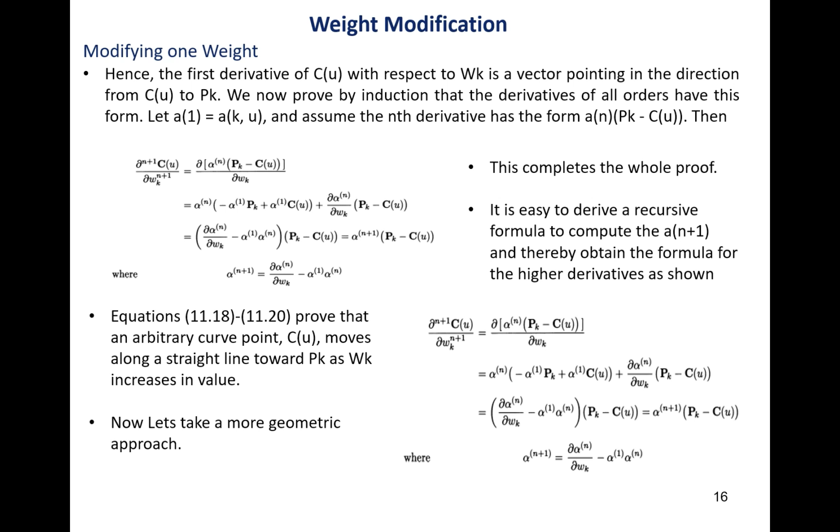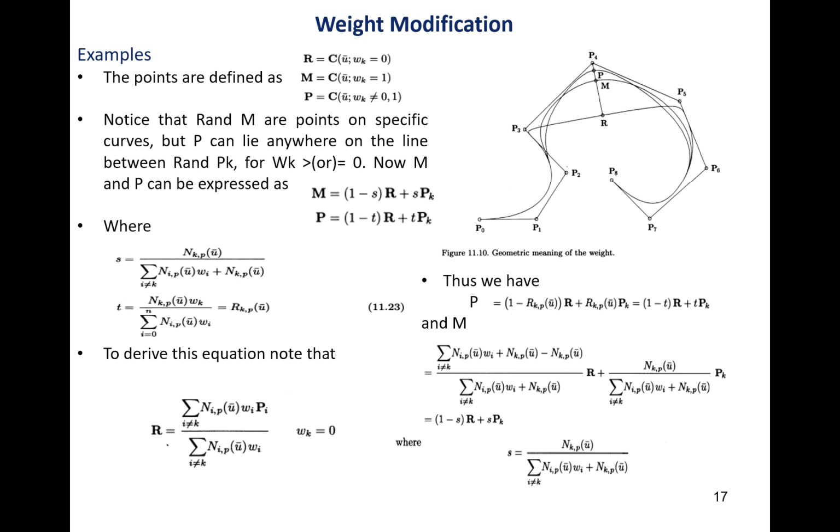So now let's talk about a more geometric approach. Coming to this specific example, the points are defined as R, M, P, where you notice R, M and other points on specific curves, but P can lie anywhere on the line between R and Pk, and now M and P can be expressed as shown, where we can reduce S and T. So this equation is used to derive R, and thus we can have P equal to (1 minus Rk,p) into R plus Rk,p into Pk, which is equal to (1 minus t) R plus t Pk. And M is given by the given formula, where we can reduce S equal to Nk,p(u) over the sum of Ni,p(u) wi plus Nk,p(u) bar. This equation gives a clear picture of the points and their place.